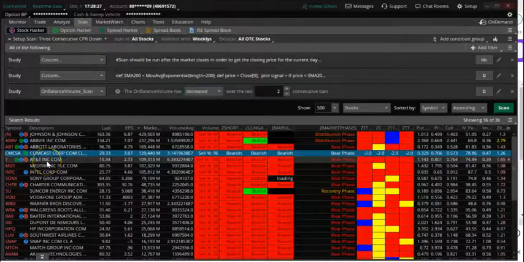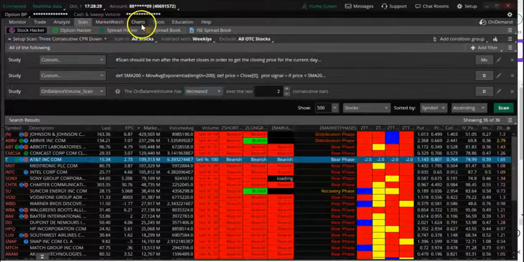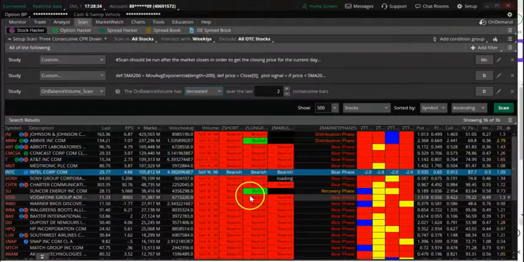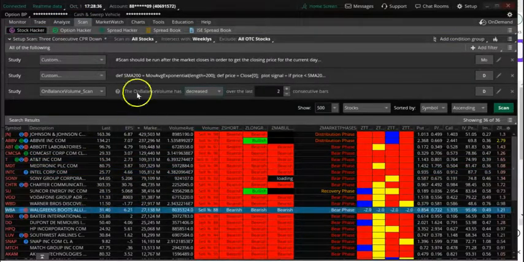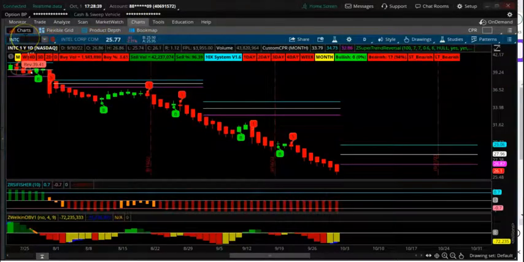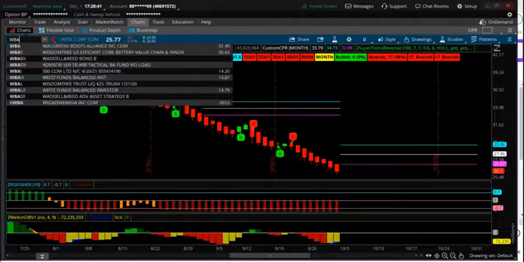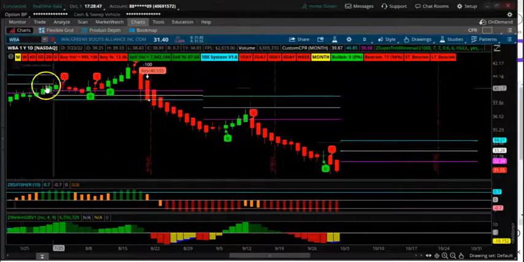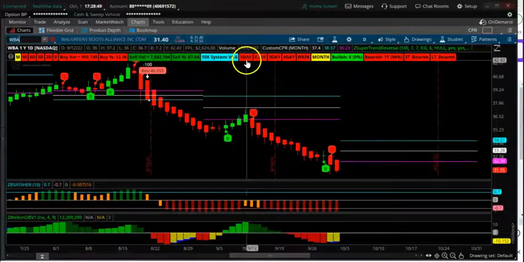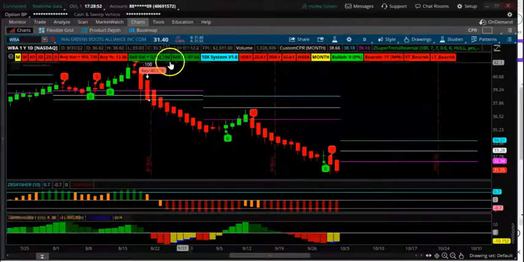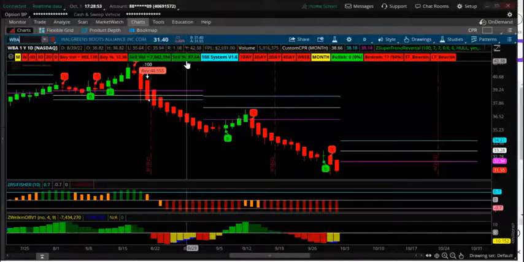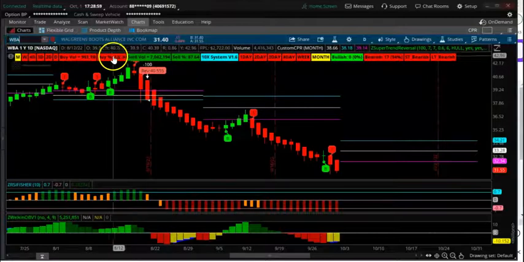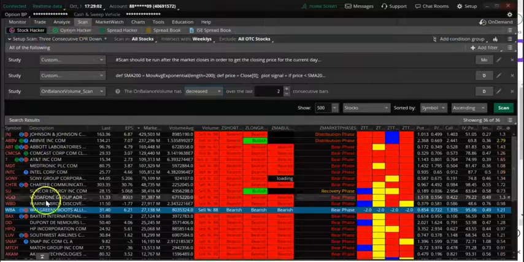Scan. Okay, I'm looking for 3. So IMTC. Let's look at the next one. WBA. So it's a very good setup. You can see 3 CPRs down. All time frames are negative. You can see sell volume 87%, buy volume 12%. Okay. So scan.